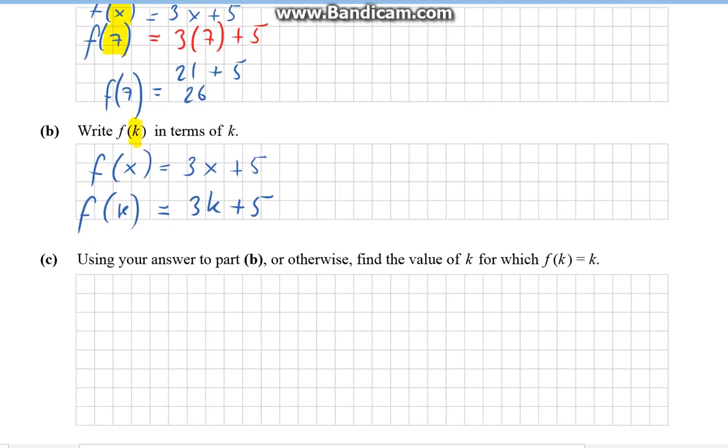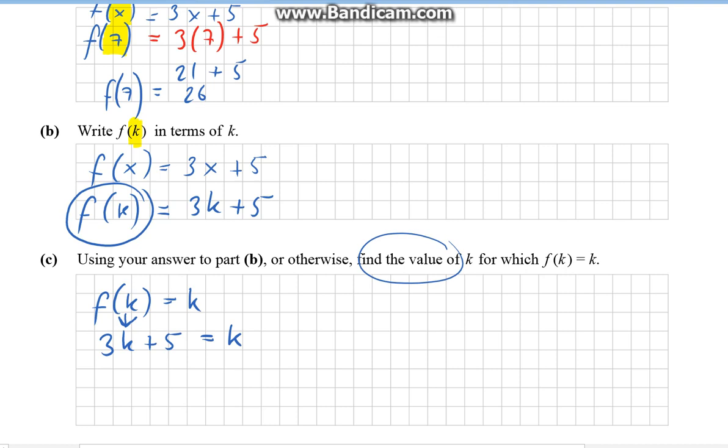Using your answer part B or otherwise, find the value of k for which f of k is equal to k. So if they're telling us f of k is equal to k, we're going to let this part equal to k as well. So we know that f of k, we found that was 3k plus 5, is equal to k. So we're going to try solve for k to find the value. So 3k minus k is equal to minus 5.